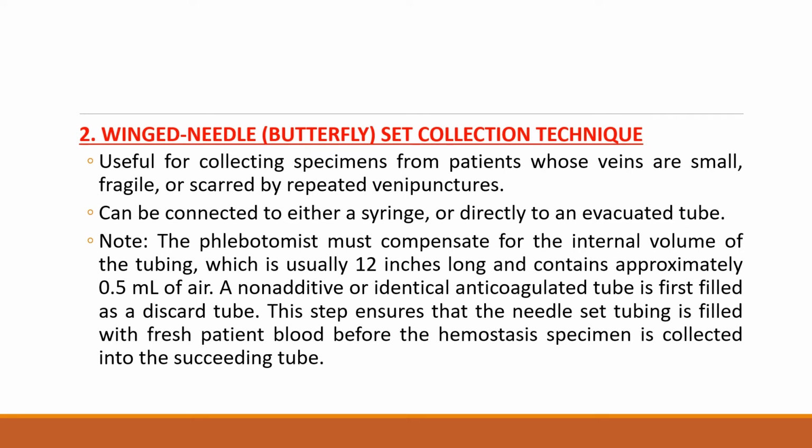However, there is a note here that the phlebotomist must compensate for the internal volume of the tubing, which is usually 12 inches long and contains approximately 0.5 ml of air. So when you're going to use this method for collecting the sample, again, you have to use a non-additive or identical anticoagulated tube, which will serve as the discard tube. This step ensures that the needle set tubing is filled with fresh patient blood before the hemostasis specimen is collected into the succeeding tube.